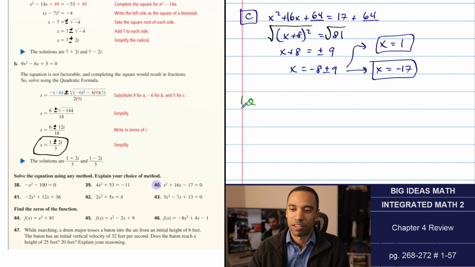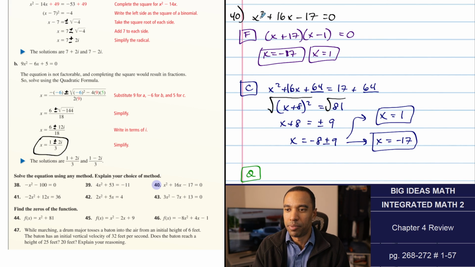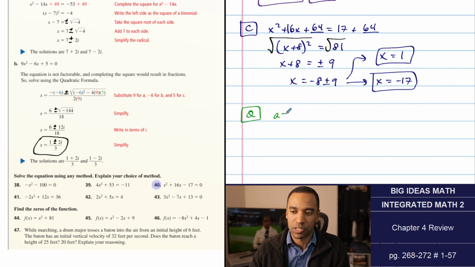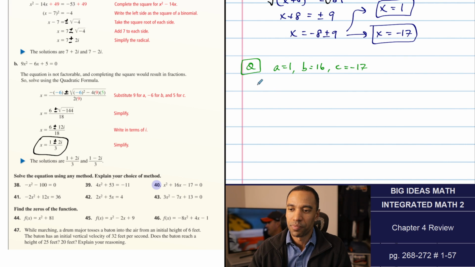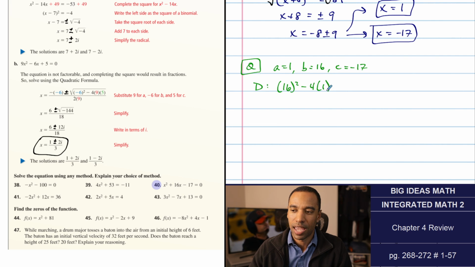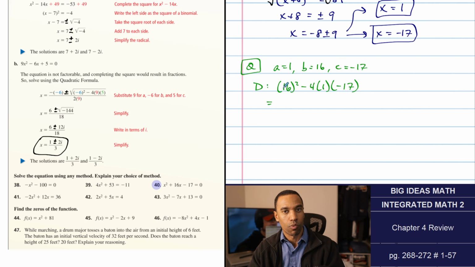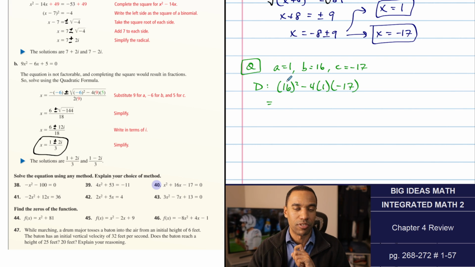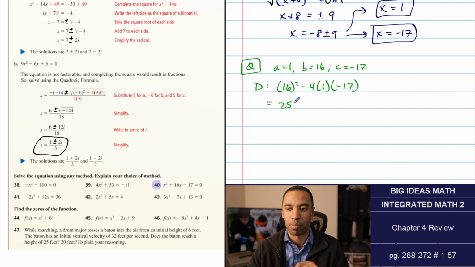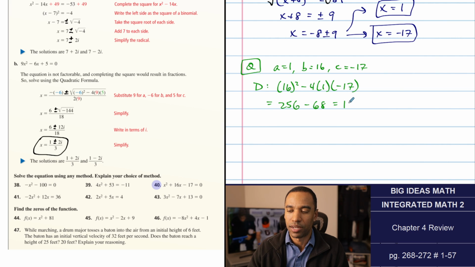I'm still going to use the quadratic formula for this one. We have 1x squared plus 16x minus 17. Let's just write the a, b, and c. a is 1, b is 16, c is negative 17. As long as it's set equal to 0, we're all taken care of. So here we go. The discriminant is b squared minus 4ac. By the way, the order that I wrote these in is the preferred order I would have done to solve them. Quadratic formula is on the bottom of my list here. 256 minus 68 is 100.